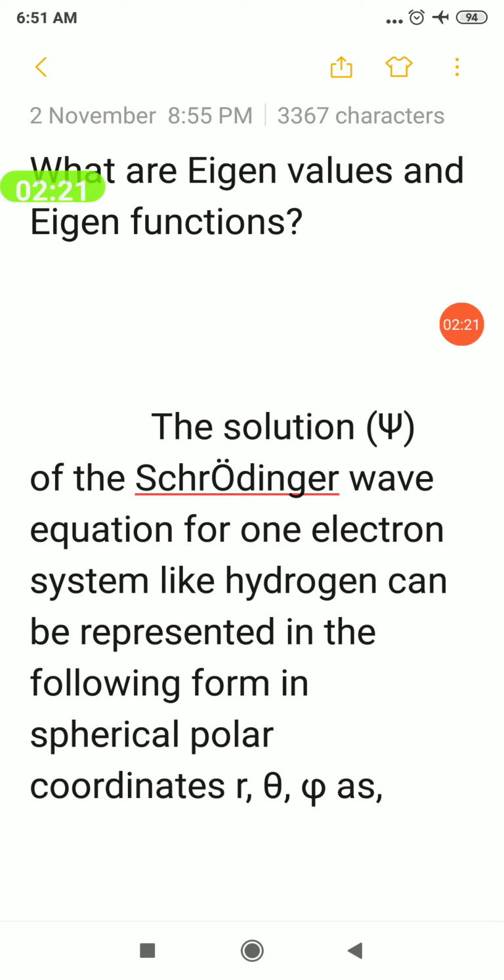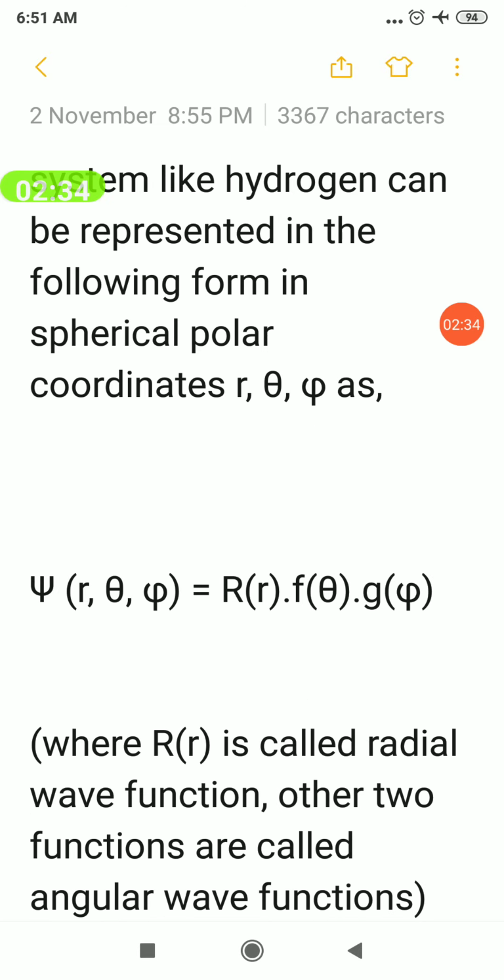The solution of the Schrödinger wave equation can be expressed in terms of r, theta and phi. Okay, Schrödinger equation solve பண்ணும்போது கிடைக்கக்கூடிய wave function we can represent in 3 different forms. Those forms are r, phi and theta. And it can be expressed like this: psi, a function of r, theta and phi, is equal to R of r, f of theta and g of phi. So here we have 3 different functions: R of r, f of theta and g of phi. Out of these 3, the first one, R of r, is called the radial wave function.